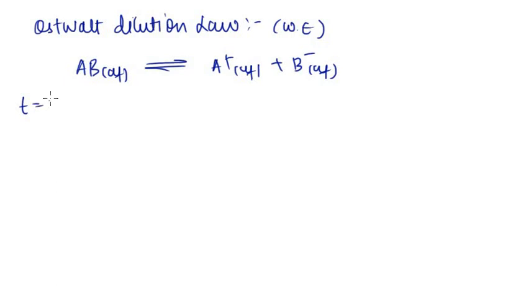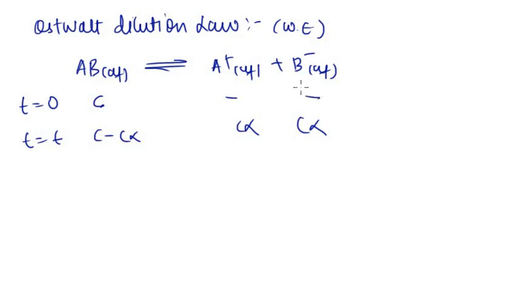So at time t equals 0, its initial concentration, let's say C. When time passes, its concentration reduces to C minus C alpha, and the ions came out to be C alpha and C alpha.